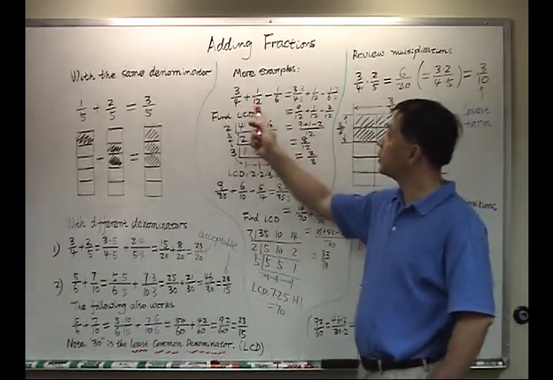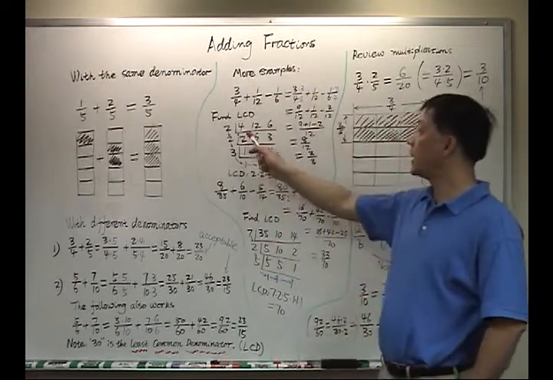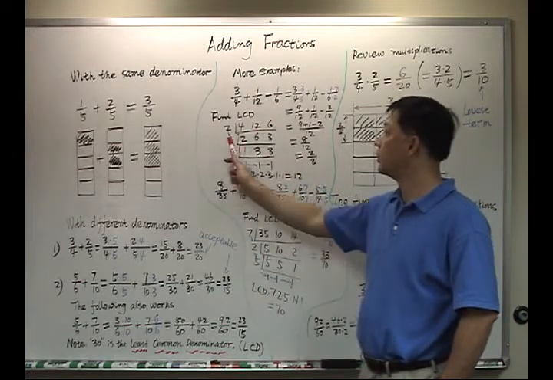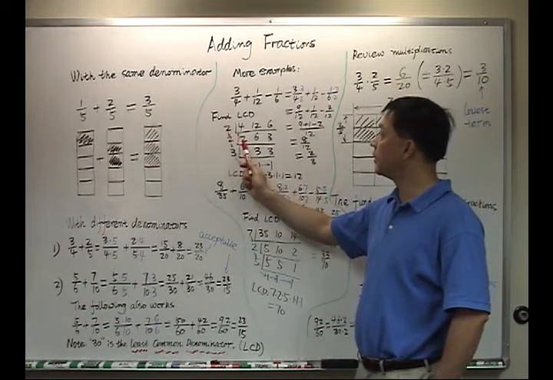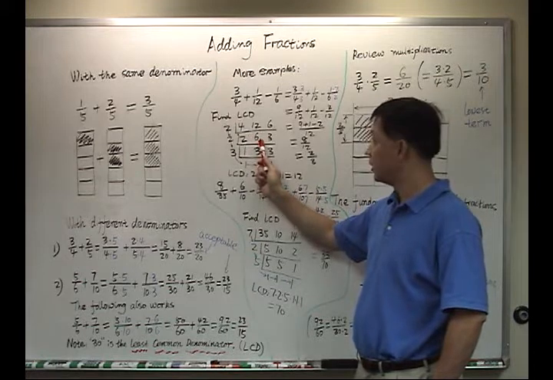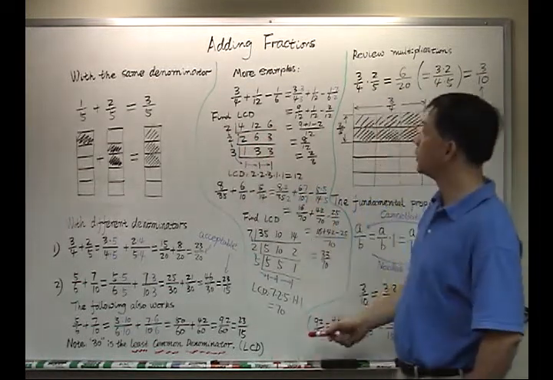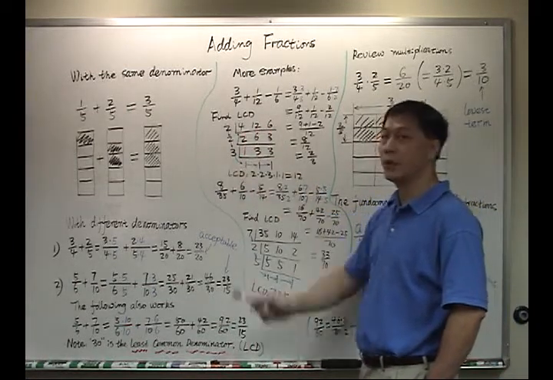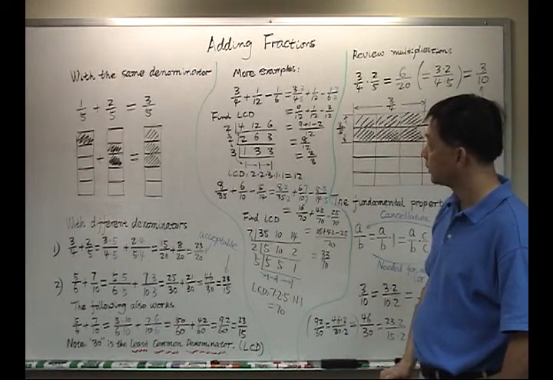You write 4, 12, 6 here. Every number can be divided by 2. So you put 2 here, and then 4 divided by 2, you have a 2. 12 divided by 2, you have a 6. 6 divided by 2, you have a 3. So you put all your quotients downstairs below the dividends. Okay?